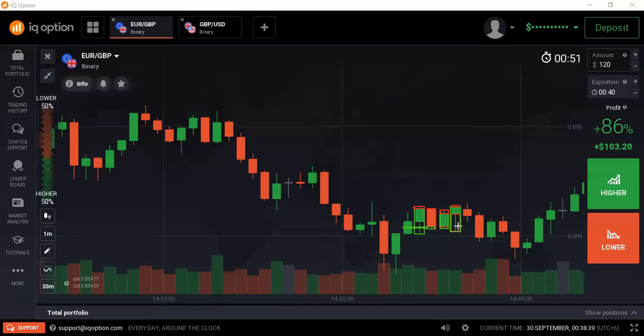Sellers push the market slightly down, but by this time when buyers attacked and fought with the sellers, buyers failed to increase their own volume, although buyers start from here and strongly go up. By this time buyers fail to increase their own volume. That means in this candlestick buyers are weak, sellers are strong. That's why the next candlestick again falls down.